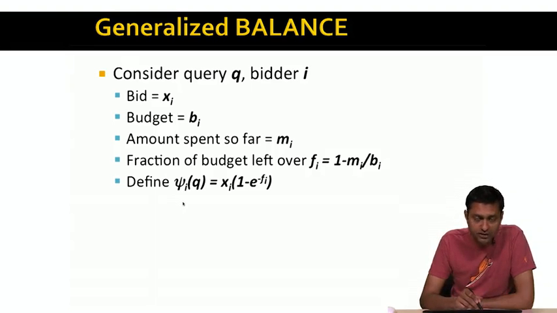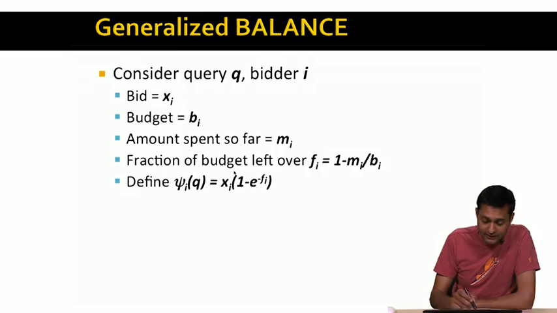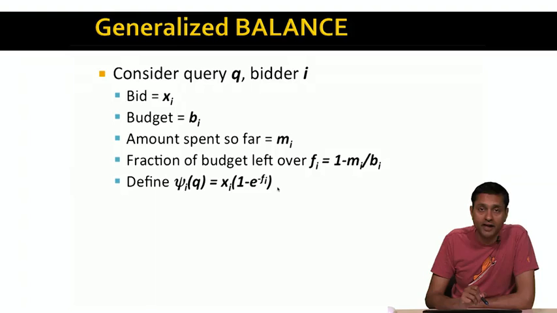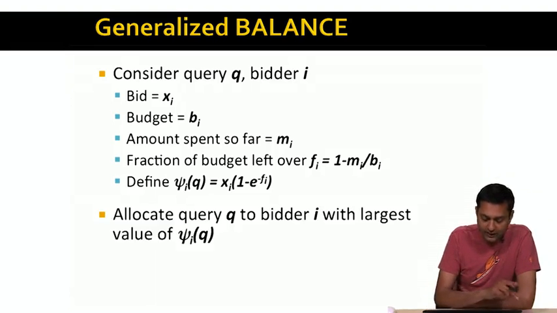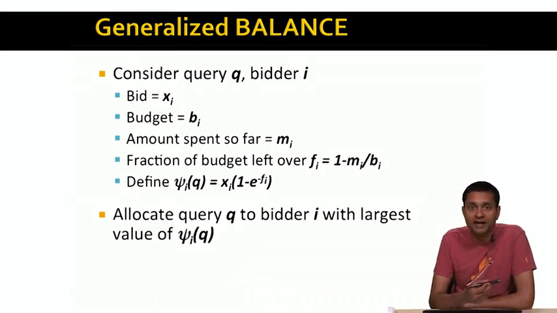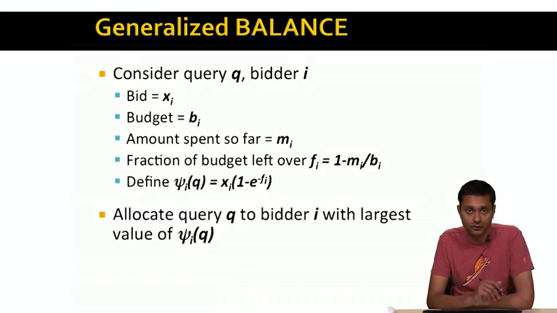Now we're going to define this new term called psi i of Q. And psi i of Q is given by this expression: Xi times 1 minus e raised to negative Fi. When a query Q comes in, we're going to take each eligible advertiser i, and compute this function psi i of Q, which is the product of the bid Xi and 1 minus e raised to negative Fi. Once we compute that, we're going to allocate the query Q to the bidder i with the largest value of psi i of Q.